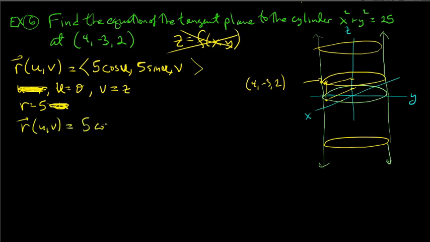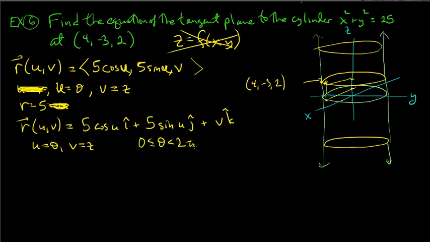So this will be 5 cosine of u i plus 5 times the sine of u j plus v k, right? So, yeah, u is theta and v is z. So that means u just goes from 0 to 2 pi as usual. And v could be any real number if it's the infinite cylinder. Right? We can always restrict that, say, from 0 to 5 if we want a cylinder of height 5. But in this case, it's the infinite cylinder, right?